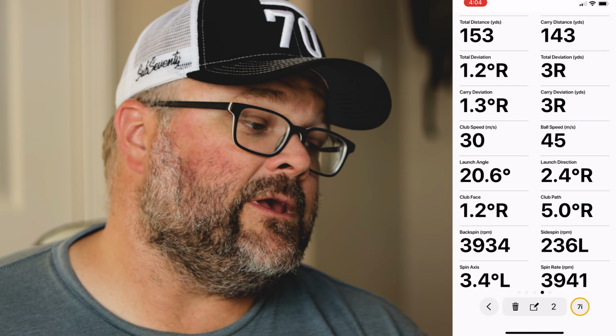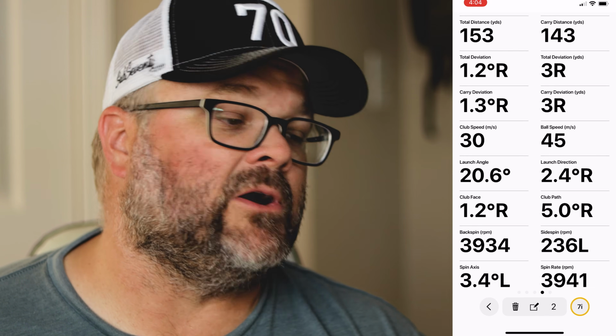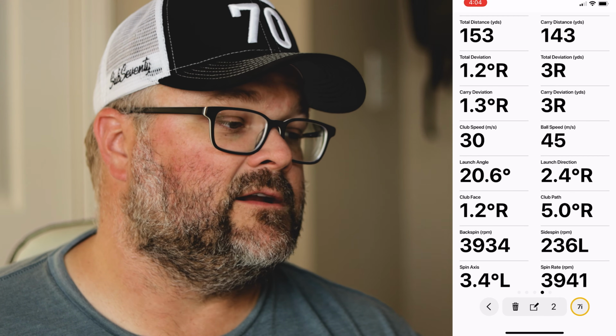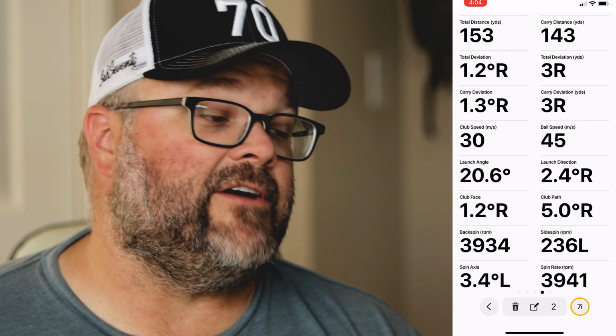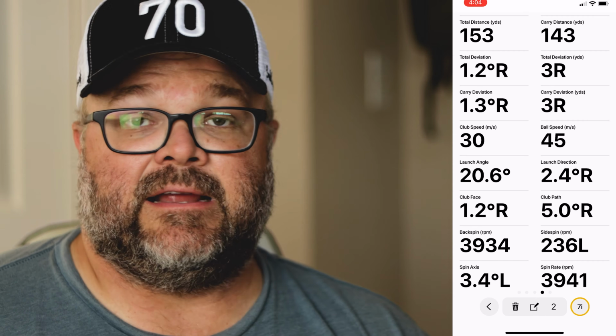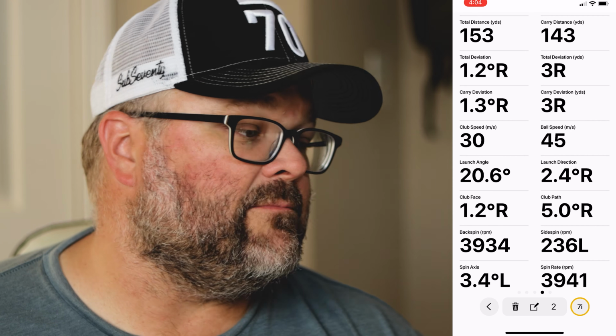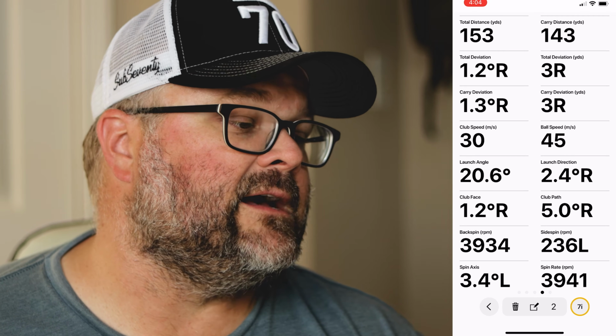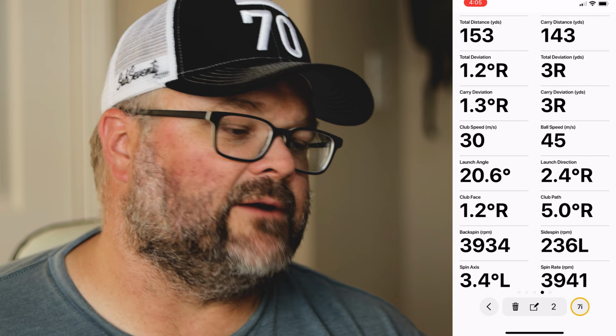Club speed and ball speed, again, hopefully those are self-explanatory. Club speed at impact, ball speed at impact. The thing that I think is weird on the Garmin is it gives it to you in meters per second. I don't know what that means. I've had to go to Google, and I've tried to figure out how to change it, but I haven't got it to change. I don't know if they can make an adjustment for that, but that's just something I thought was interesting.